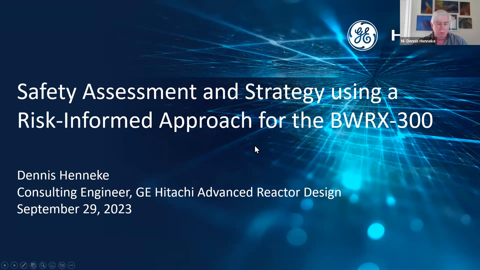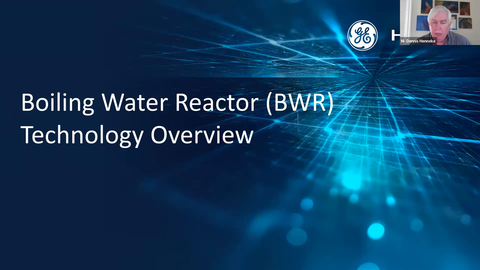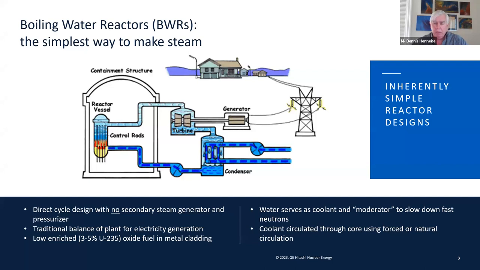So let me go through a little bit just on the X300 first, and then get into the risk-informed approach, talk a little bit about the IEA approach. Some of you have maybe heard me talk about this in other venues, and then talk about the safety strategy that we're utilizing for both the Darlington site in Canada for the X300 as well as the TVA site in the U.S. with some adjustments to meet the U.S. requirements.